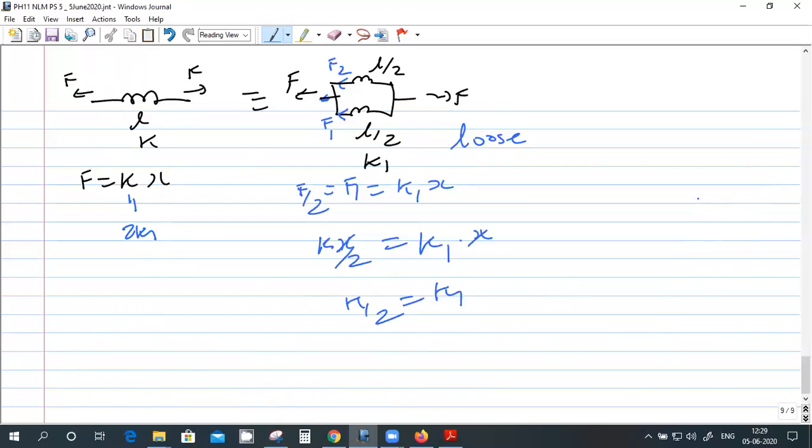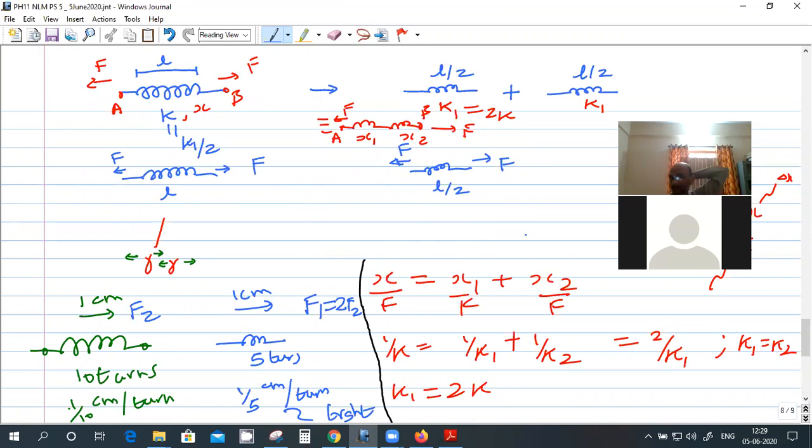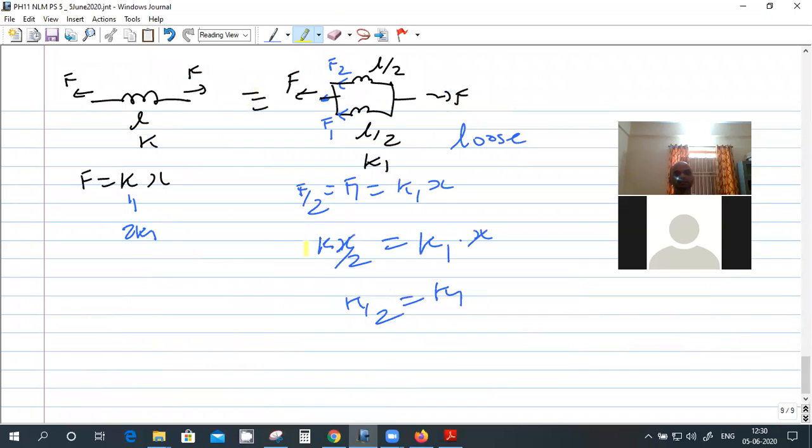Is it clear? Right. The important step is when I connect in series, the extensions will add: x equal to x1 plus x2. When connected in parallel, the forces will add: F equal to F1 plus F2. That is the basic relation. From that, you will get the equivalent spring constant.